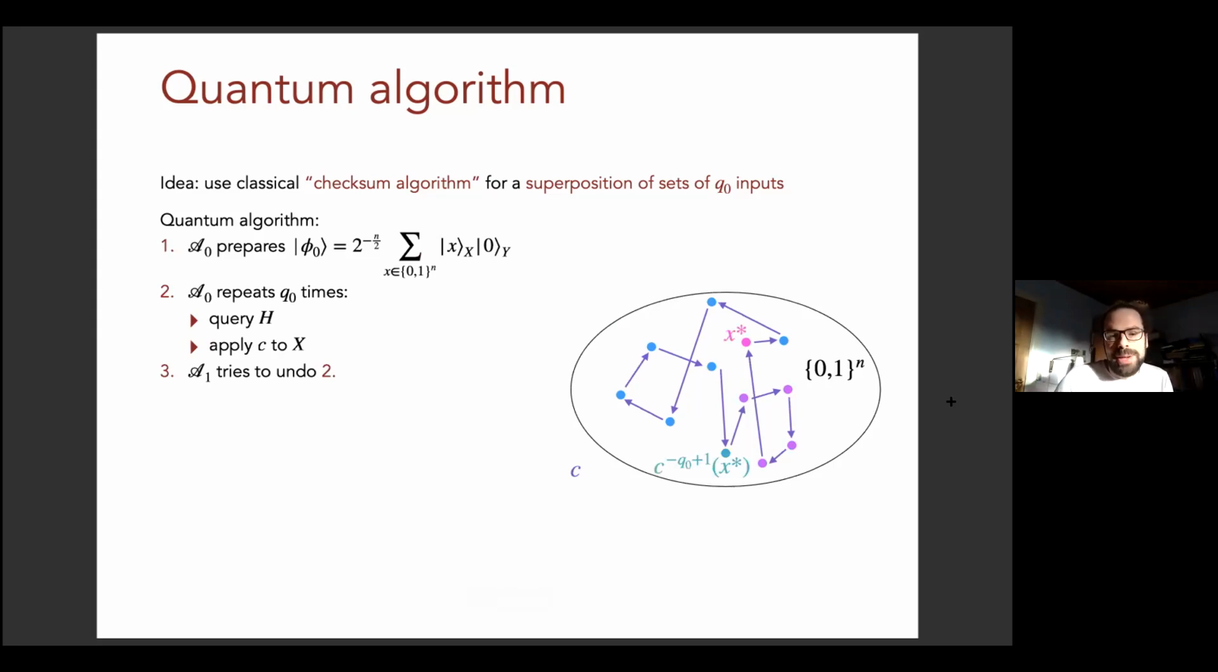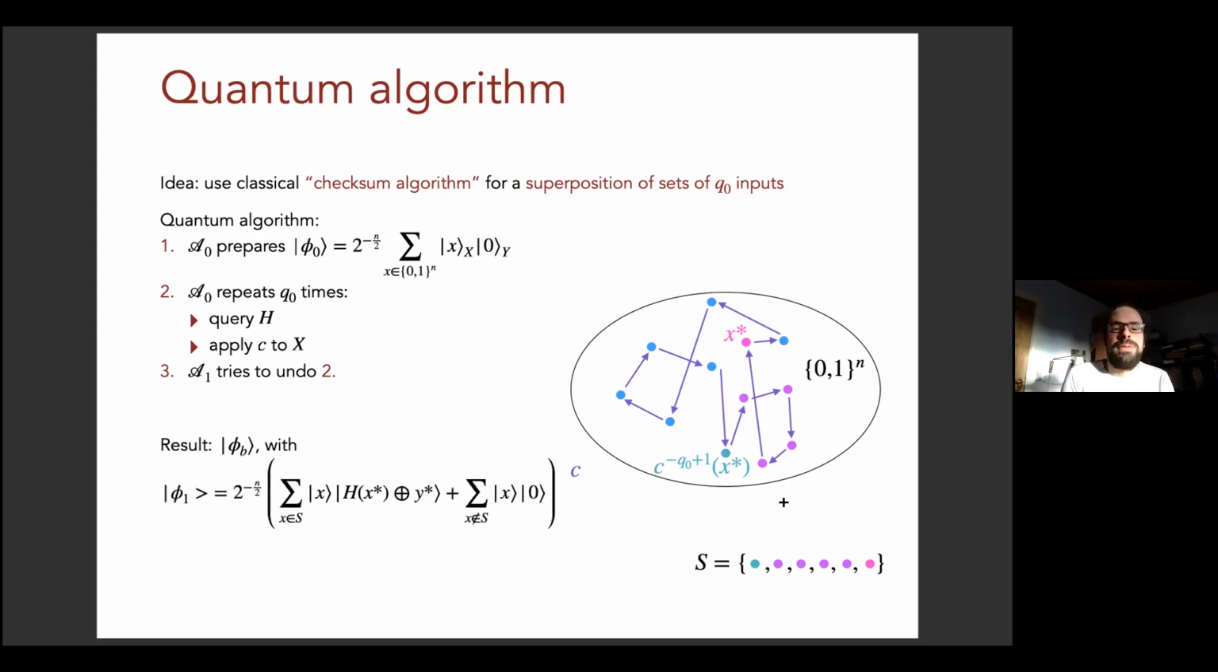To analyze the situation, we need to quickly define some sets. So x star is the input that possibly has been reprogrammed. And now let's just go back Q0 steps along the cycle here and define the set of inputs obtained or passed along in that manner as S.